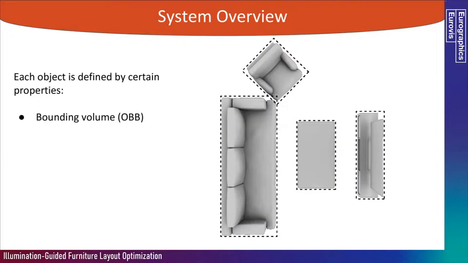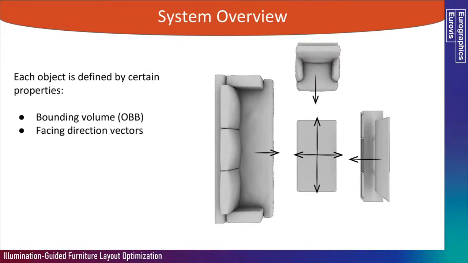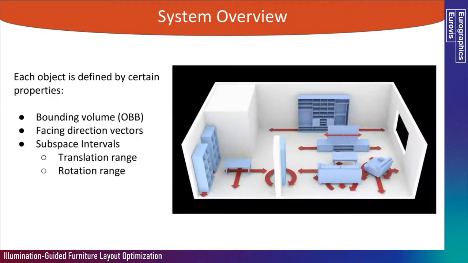We need to respect an object's geometric properties in order to correctly position it with respect to the scene and other objects. Therefore, each object is defined by its bounding volume, calculated as its oriented bounding box, its facing direction vectors, which represent either axis directions to the furniture piece or a practical side for alignment, and one or more subspace intervals, which represent disjoint subspaces of valid transformations. All these properties need to be defined once for each object.